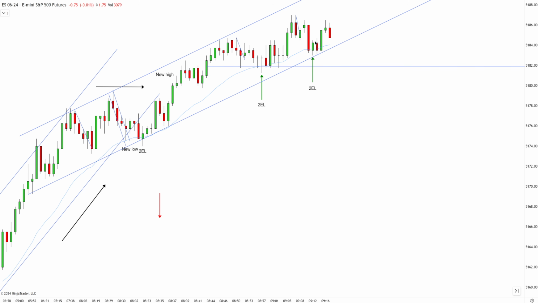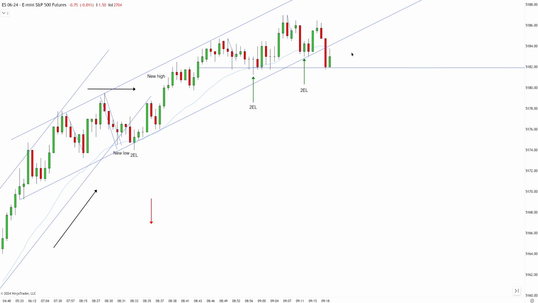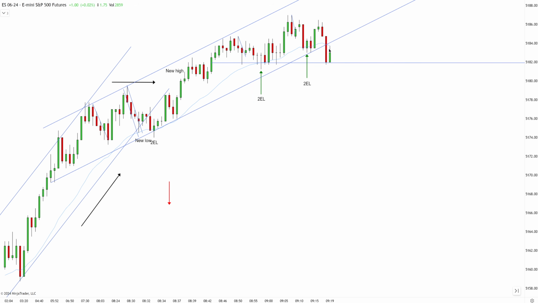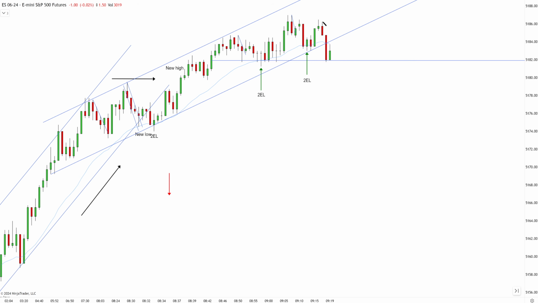Small little scalp. If you held this for more than 2 points, you would have ended up being stopped out. But the ATR was very low today, so you can consider small scalps. Now, we broke lower, but what are you expecting? This trend was strong and you still expect a new high for this spike in a channel. So you're not panicking. You're still thinking about long opportunities.